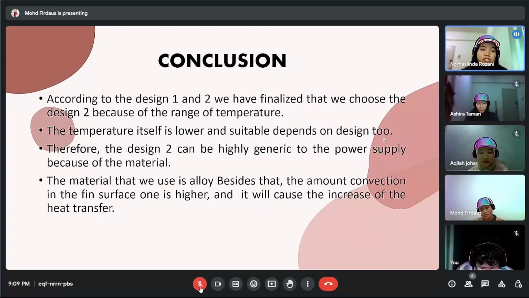For the conclusion, according to design 1 and 2, we have analyzed and chosen design 2 because of the range of the temperature. The temperature itself is lower and more suitable in design 2. Therefore, design 2 can be highly suited for the power supply because of the material. The material that we use is alloy. Besides that, the amount of convection on the fin surface is higher, and it causes an increase in heat transfer.